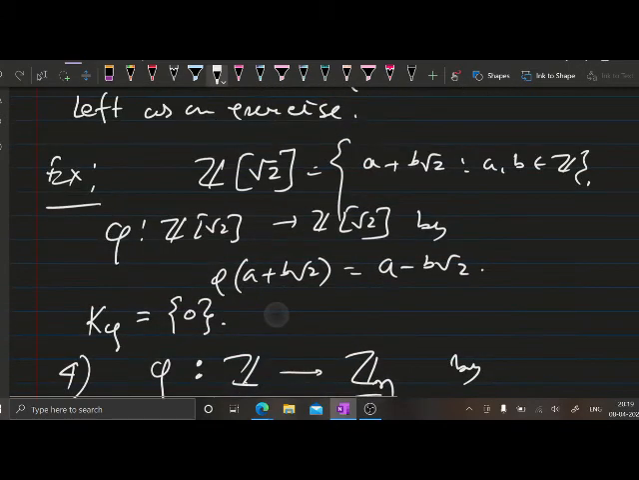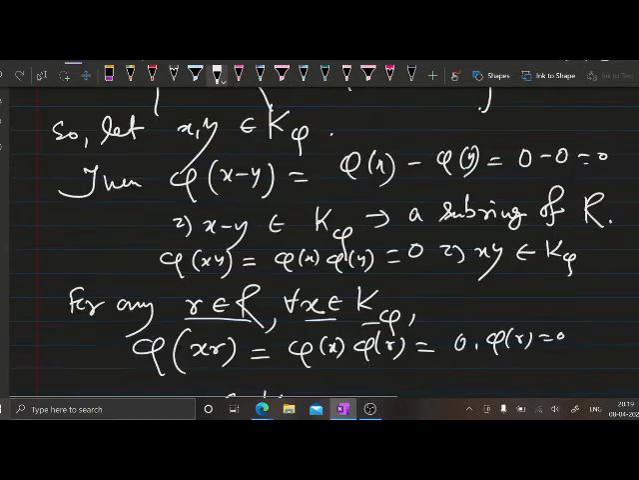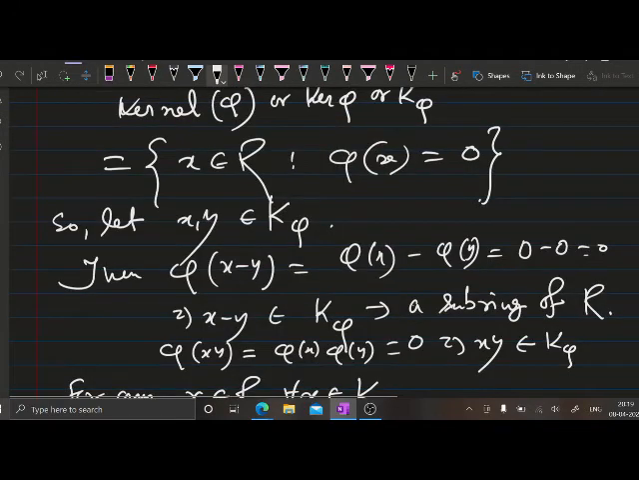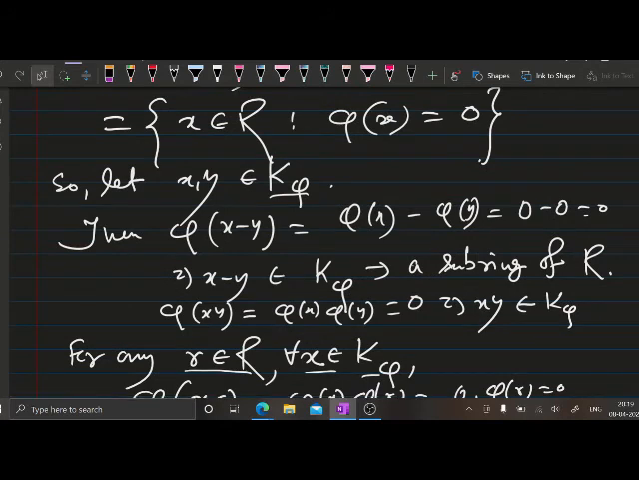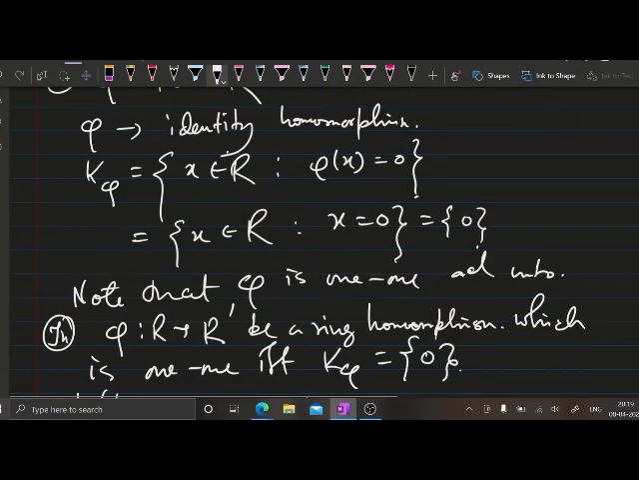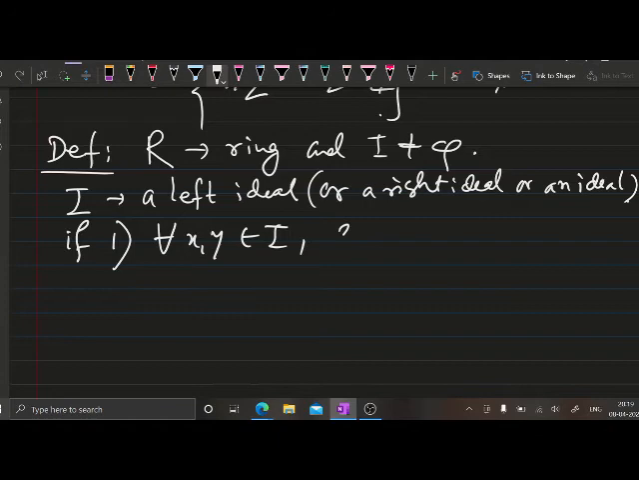as you can see, in the case of the kernel of a ring homomorphism, we have proved that firstly the kernel is a subring. It is enough to state that if you take any x, y belonging to K phi, then x minus y is also in K phi. To prove that K phi is a subring, it is enough to prove this one. So our first condition is: for all x, y belonging to I, x minus y belongs to I.